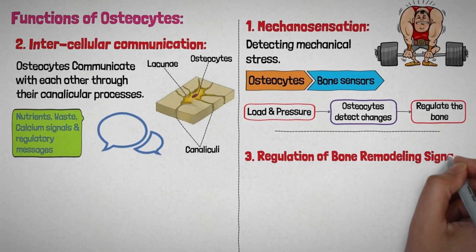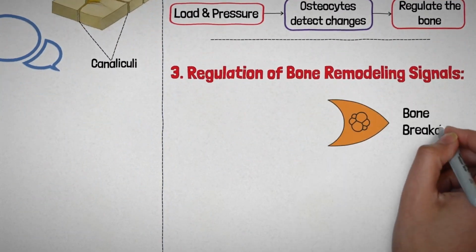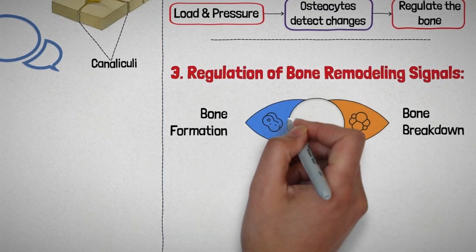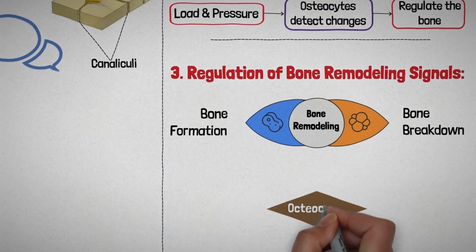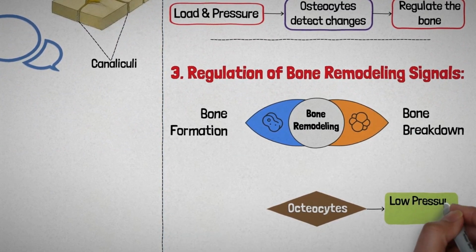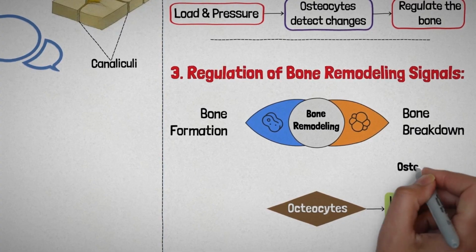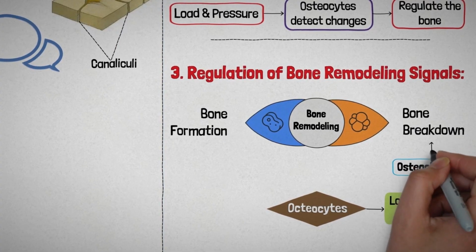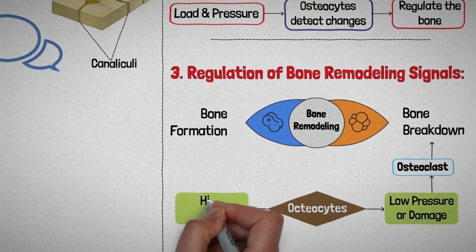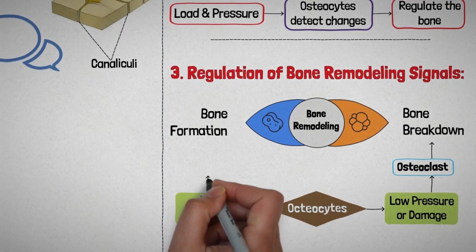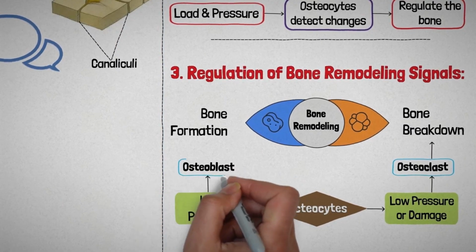Regulation of bone remodeling signals. Bones are constantly breaking down and rebuilding, a process known as bone remodeling. Osteocytes are the main controllers of this entire process. If they sense even a slight decrease in pressure, they signal the osteoclasts to start resorbing bone, and when they sense increased mechanical load, they activate the osteoblasts to start forming new bone.